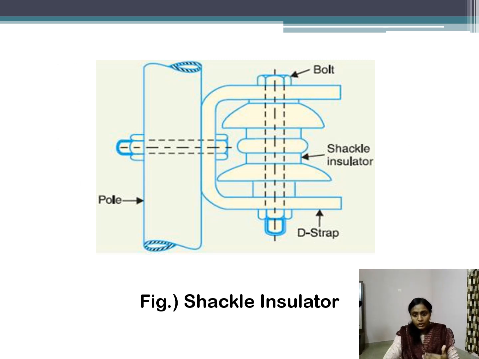So once again we can recall all. First of all, we have seen what is insulators. Then we discussed about the properties of a good insulator. Then we saw about the types of insulators, and four types of insulators we discussed. So I think we all are clear about these insulators.